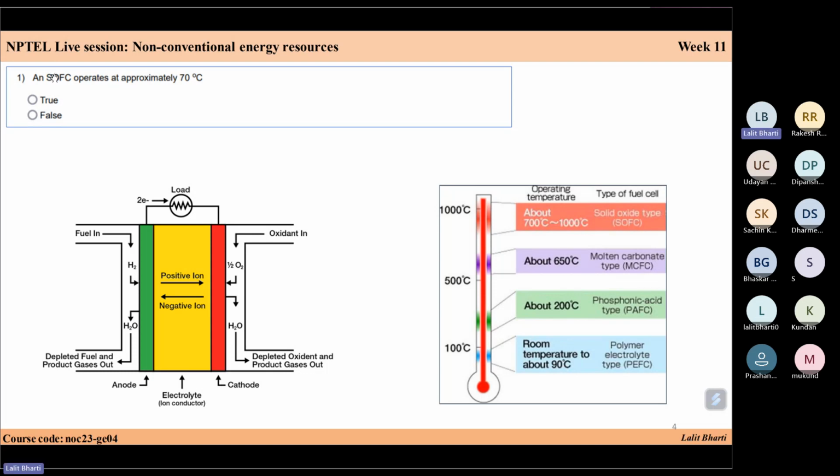The question says an SOFC operates at 70 degrees Celsius. The statement is false, because solid oxide fuel cells operate at very high temperatures. This is one of the drawbacks of these devices: you need very high temperatures to get efficient operation. So the statement is false, and false is the right answer.